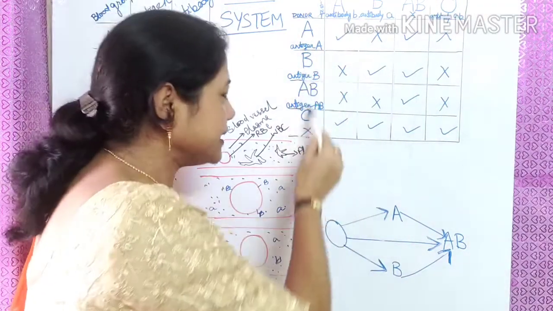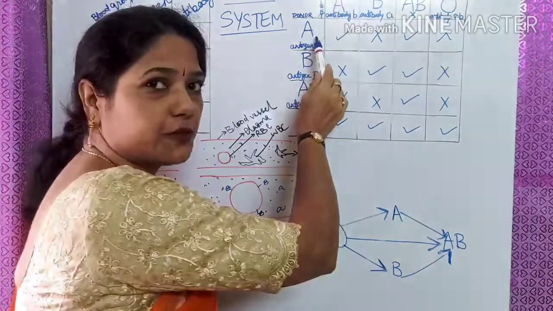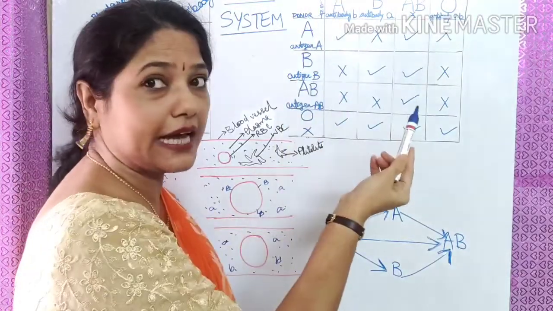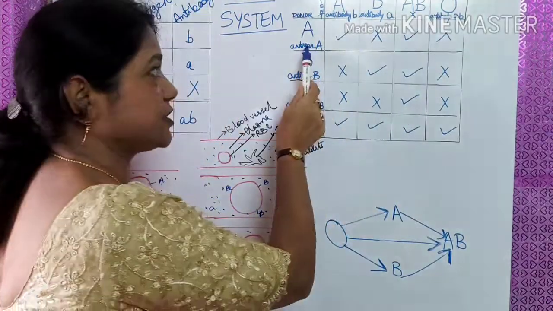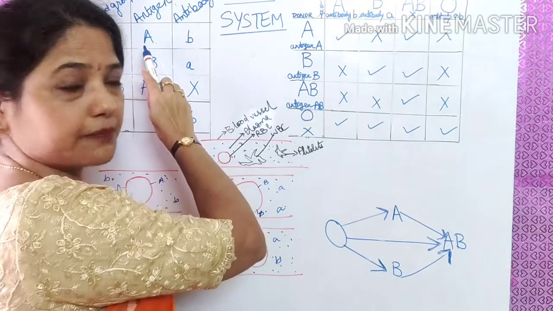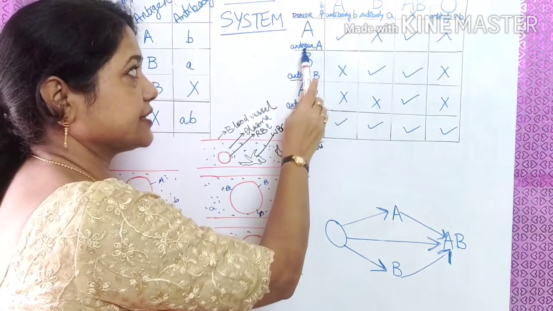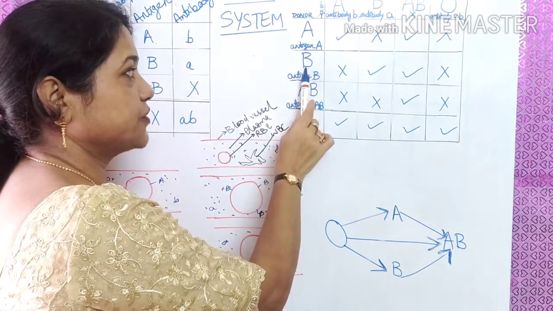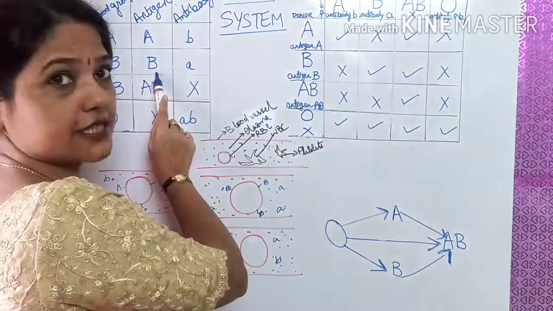Now, in case of the donor, when the blood group is A, what will be the antigen present in the blood group? Antigen will be A. So here is the antigen A. When the blood group is B, what will be the antigen?